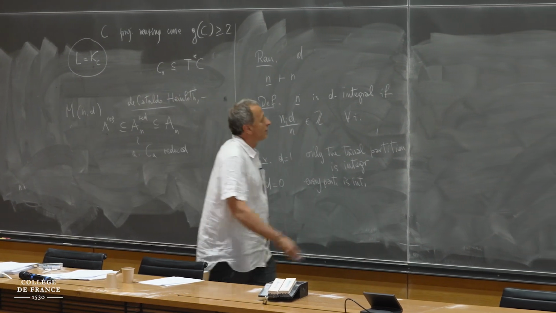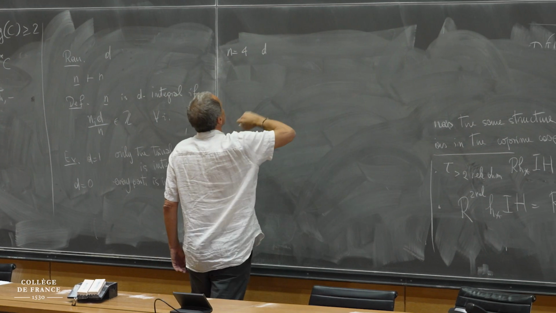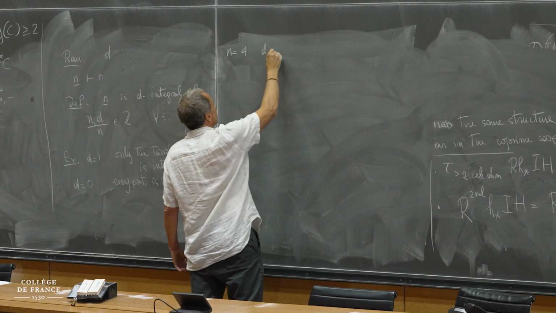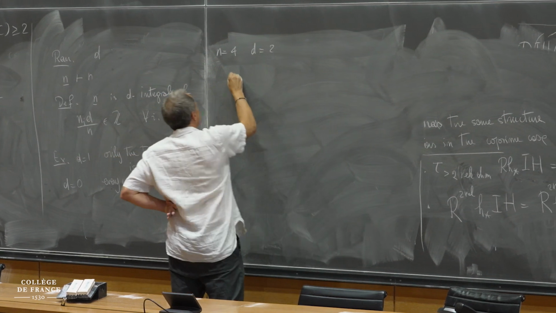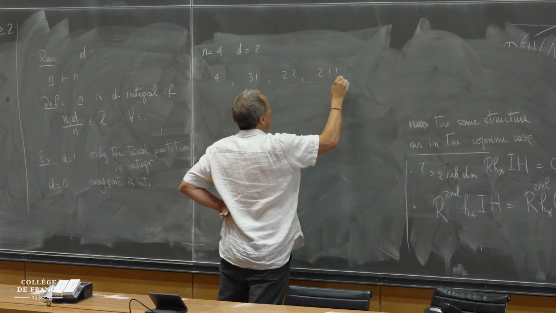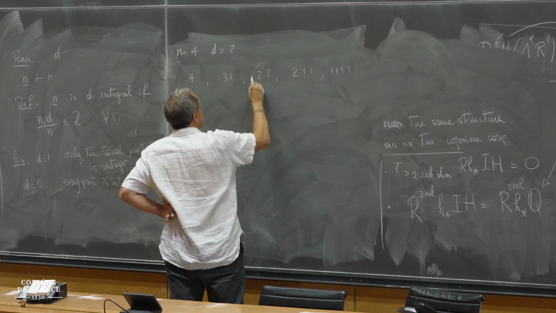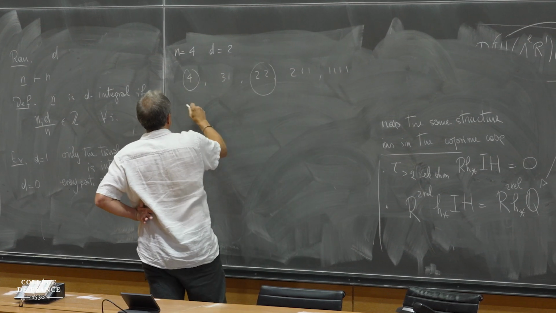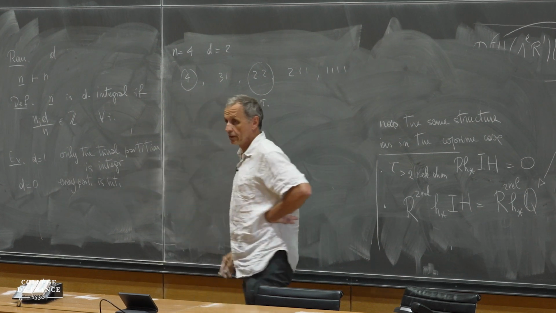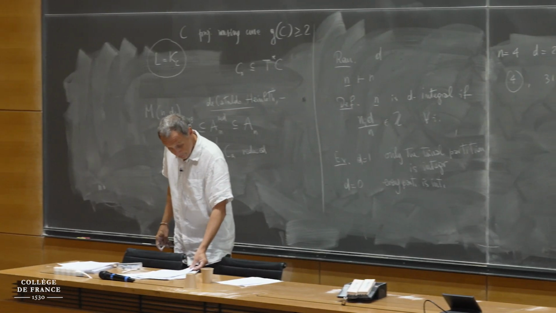And well, maybe let's take just an explicit example. In this case d can be 0, 1, which have already been treated, and 2, so the partitions are 4, 3+1, 2+2, 2+1+1, 1+1+1+1. So for d equals 2, this is always integral, this is integral, and the others aren't. Okay, that's trivial, but it's good to have it in mind.